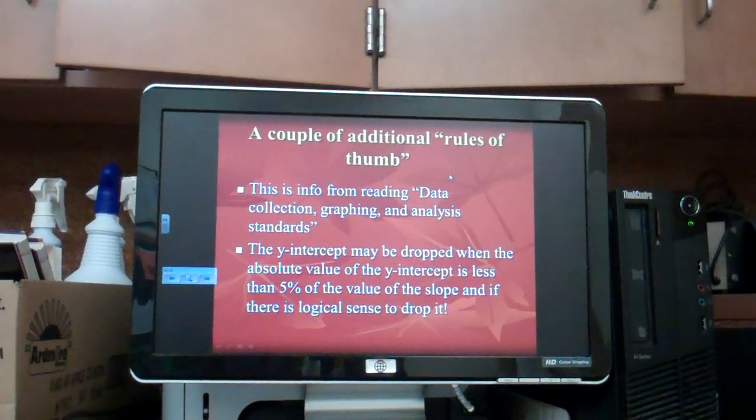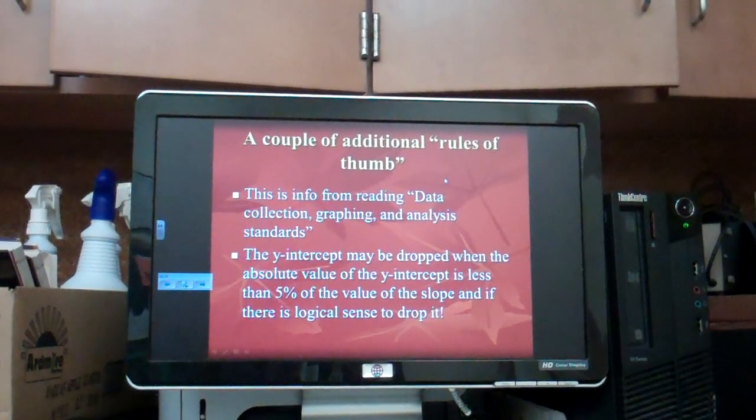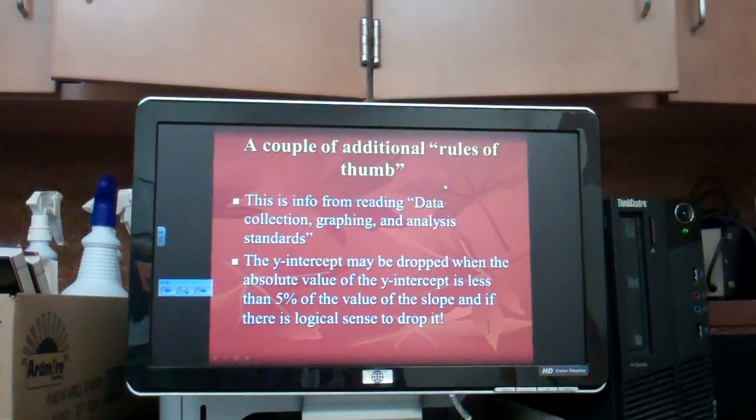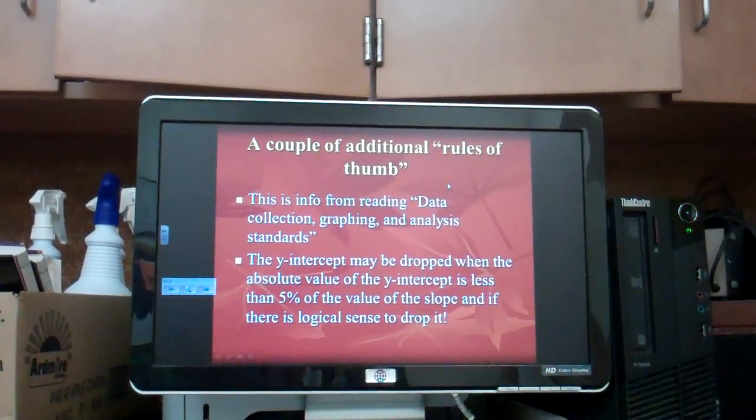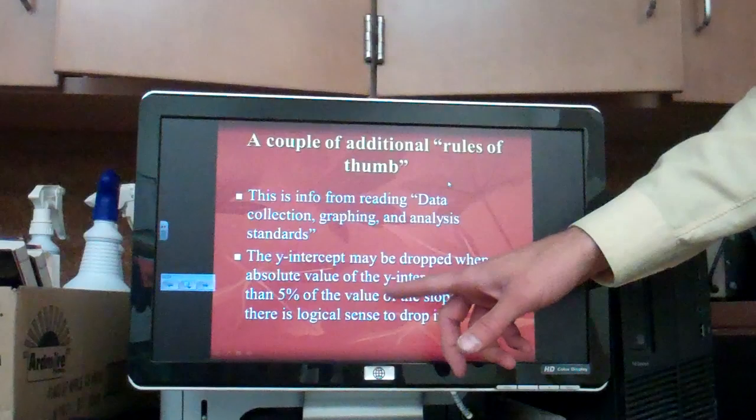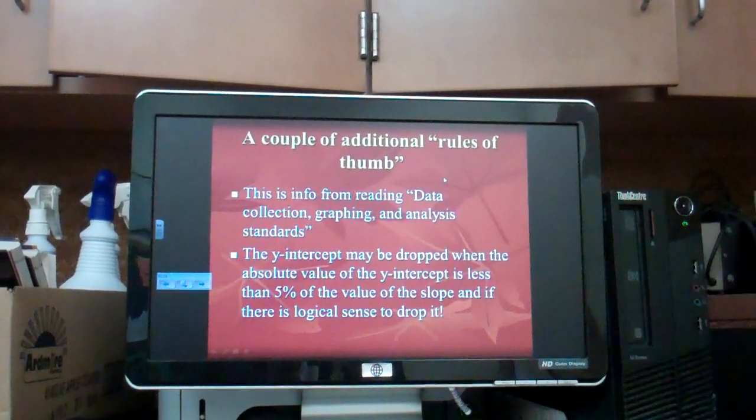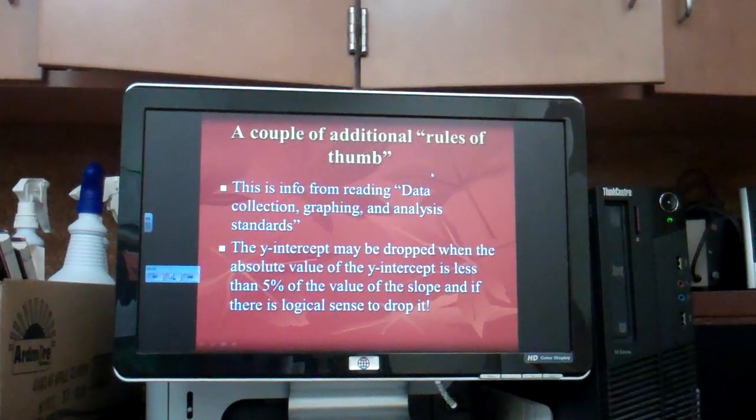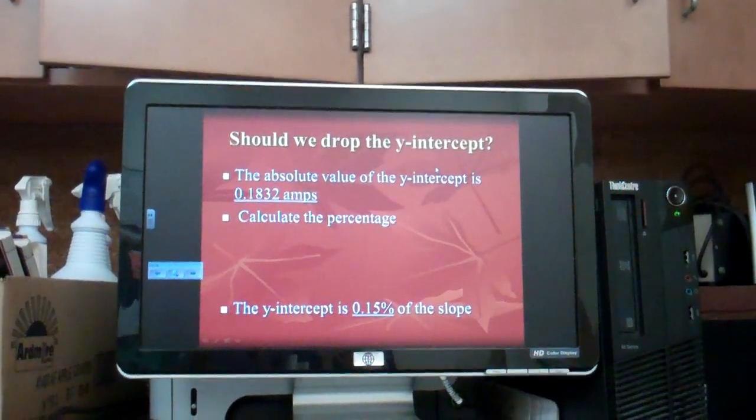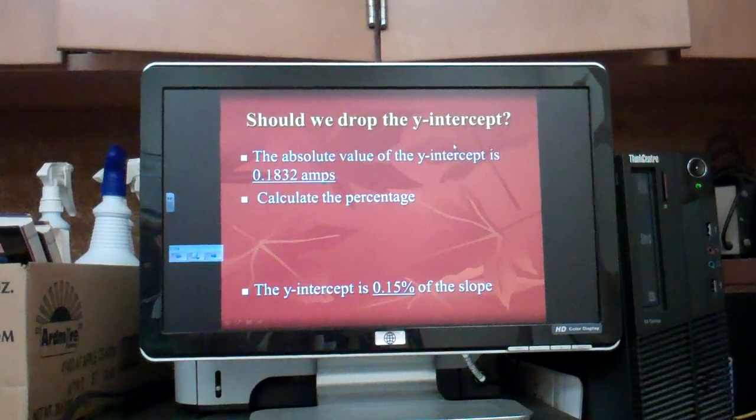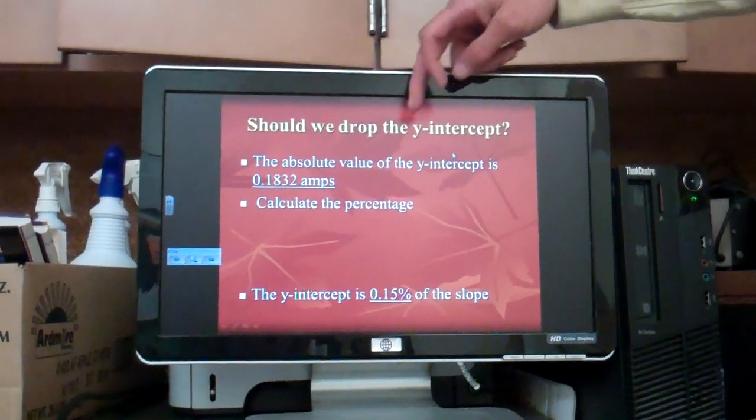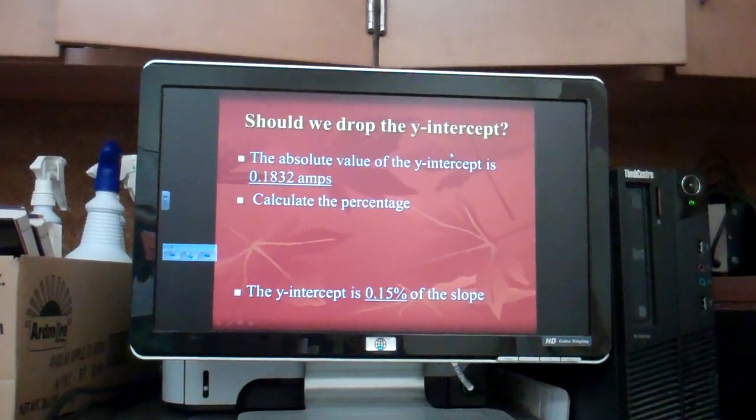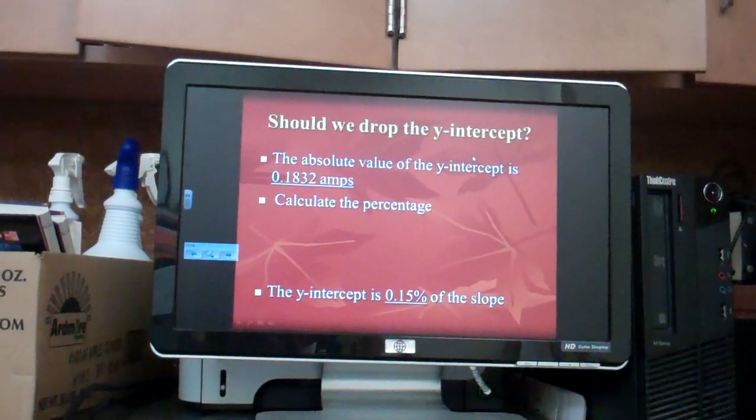The other thing that we want to consider is, does it make sense to drop the y-intercept? You always want to consider this, even if I don't ask it. You always got to consider this. So the y-intercept may be dropped when the absolute value of the y-intercept is less than 5% of the slope, and if there's logical sense to drop it. Okay, so let's go ahead and consider that. The absolute value of the y-intercept is 0.1832. So let's consider that as a percentage of our slope.